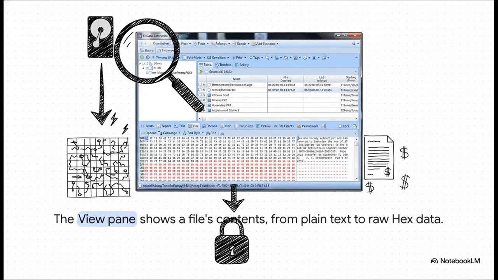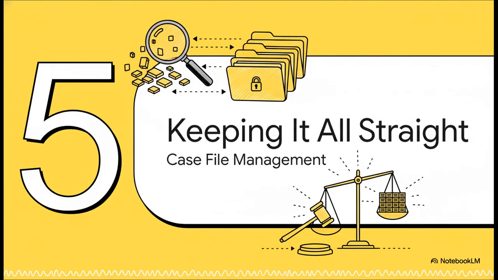And there it is, the payoff. The view pane at the bottom instantly shows everything inside that file. Over on the right, you can see the plain text, details about a $700,000 transfer. And on the left, that's the raw hexadecimal data. That's the file's digital DNA, the undeniable proof. We just went from a whole hard drive down to a single incriminating sentence in just a few seconds. But finding the smoking gun, that's only half the battle.